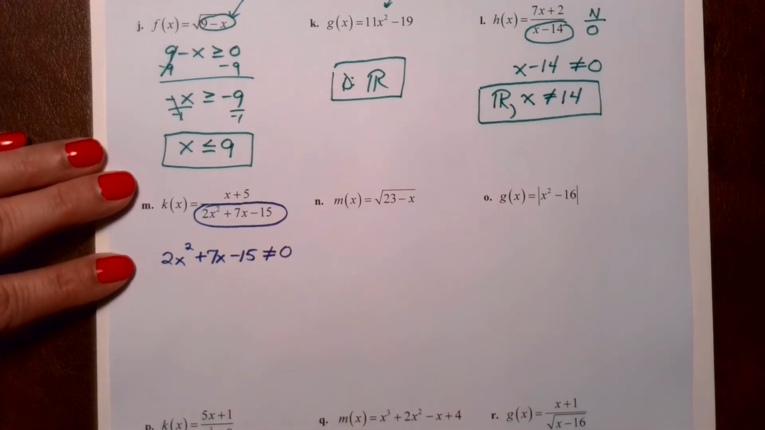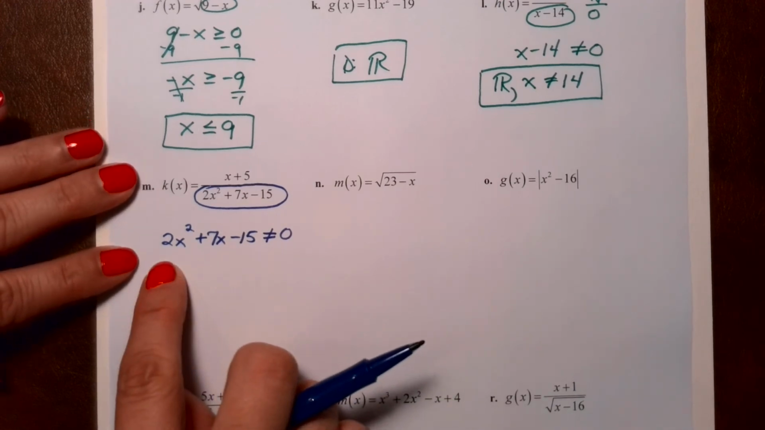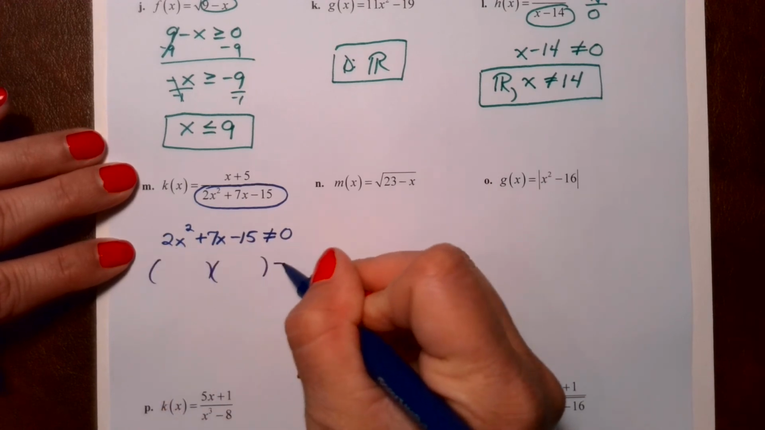The not equal signs work just like the equal signs. We're going to factor them the same way. All right, factoring. How does this quadratic factor?